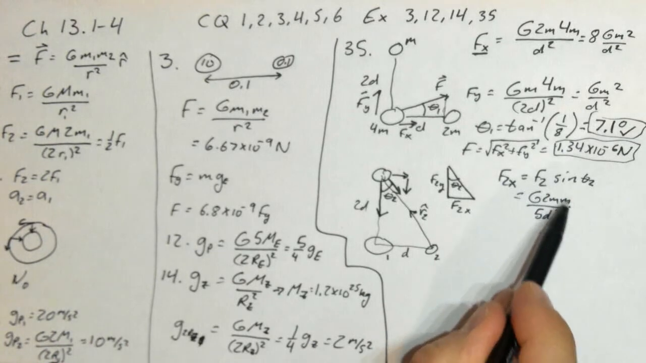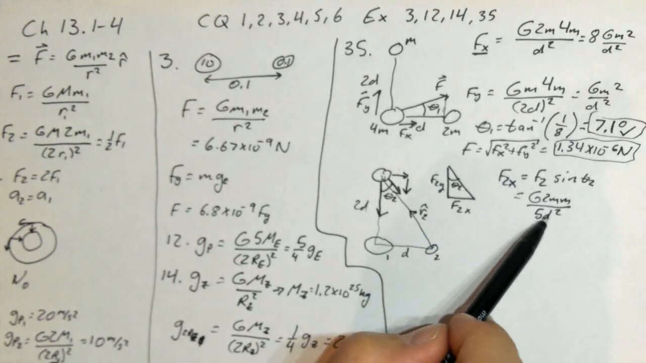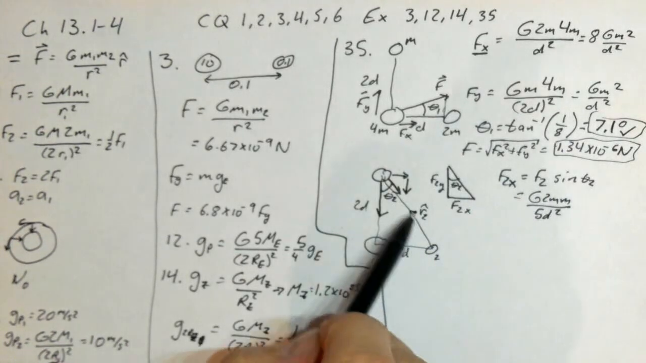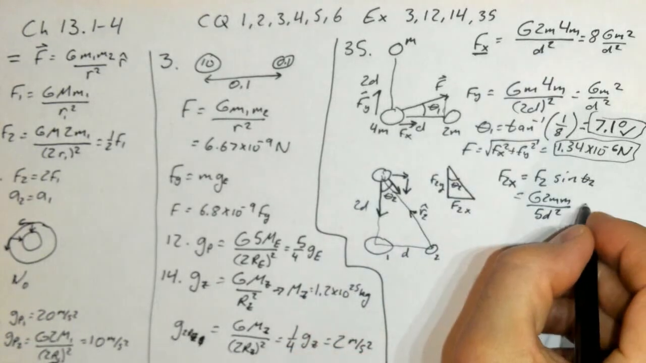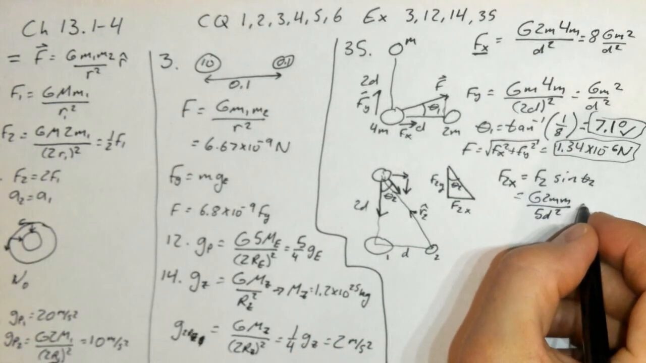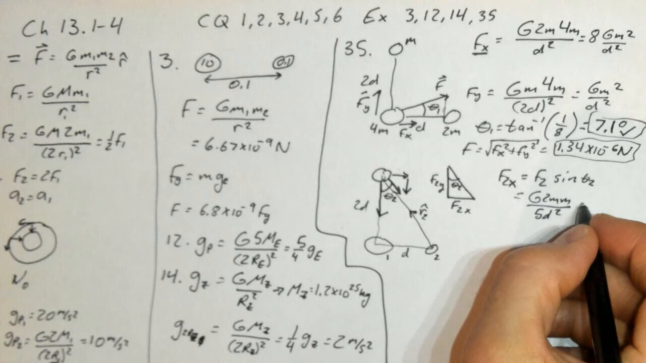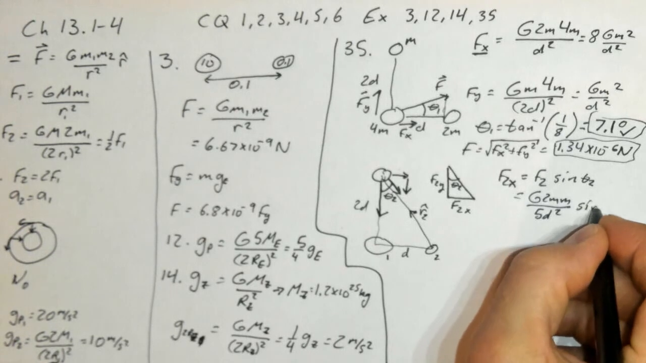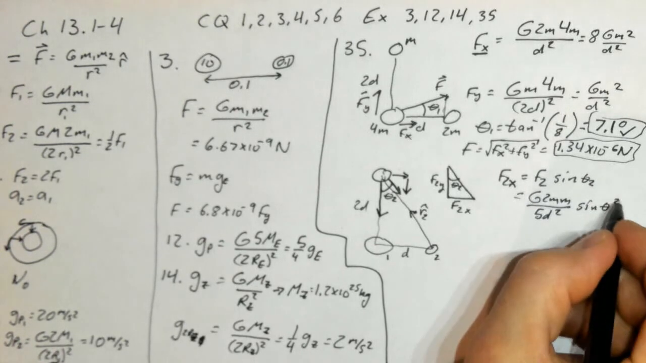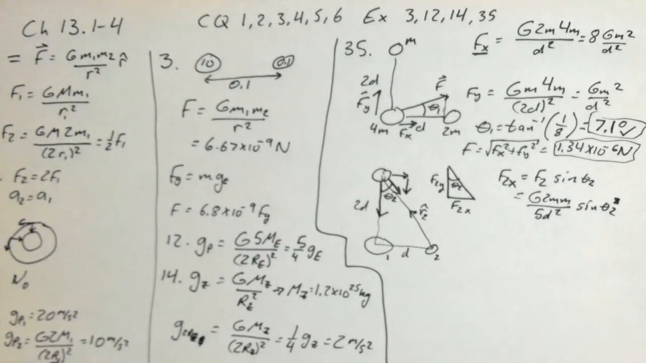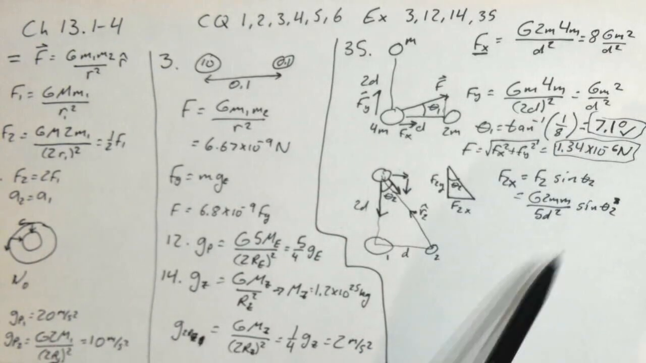So that's the full force. It's divided by the full distance squared, this full distance. And then I tack on a sine of theta 2. Oops, sorry, not squared, but theta 2. Well, how do I find theta 2?